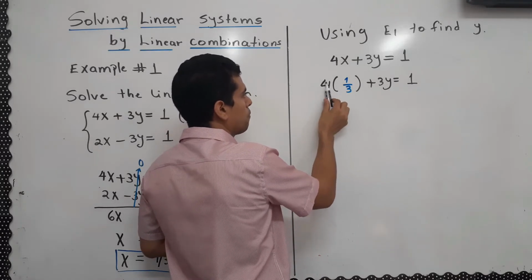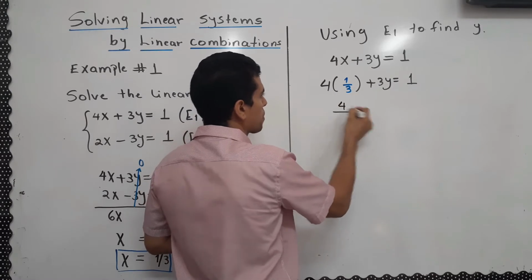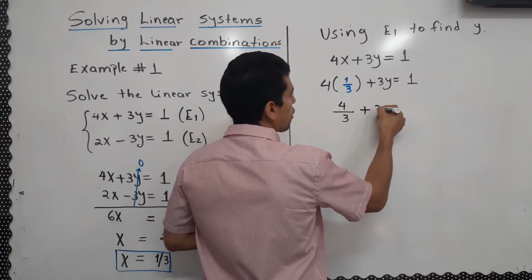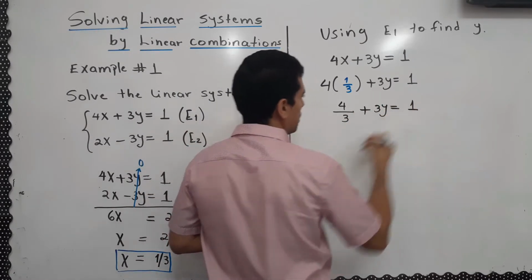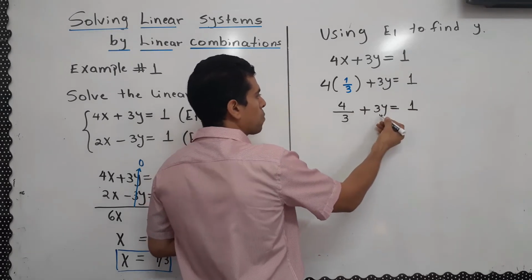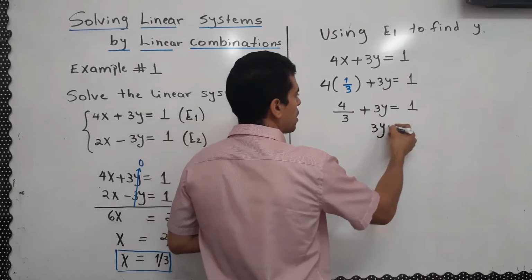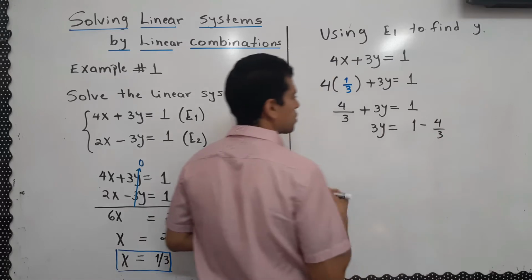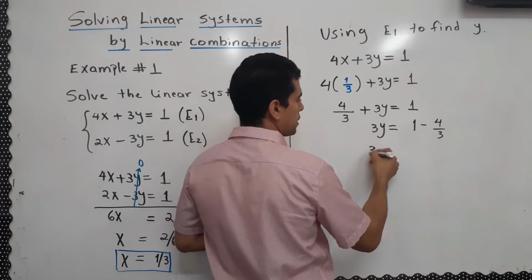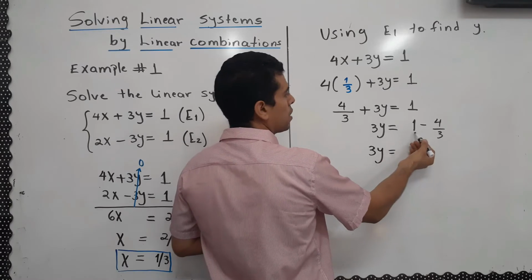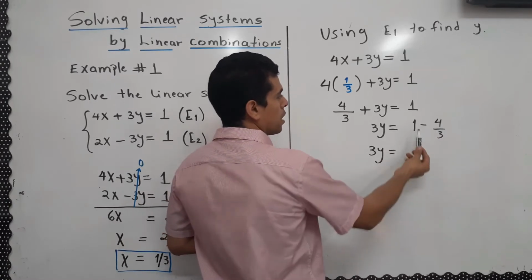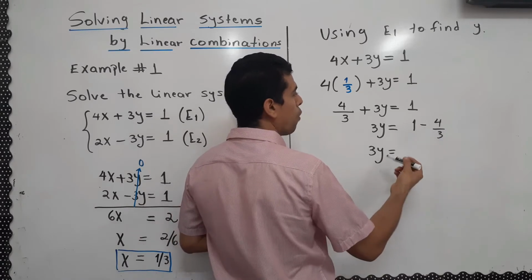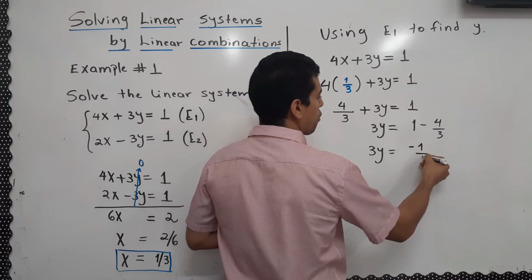Multiplication of fractions. 4 multiplied by 1 is going to be 4. And here you have 1 multiplied by 3, so 4/3 plus 3y equal to 1. Then we are going to isolate for y. So you're going to have 3y equal to 1 minus 4/3. So here you have to solve that part. So 1 minus 4/3. In 1, how many thirds do you have? You have 3/3 minus 4/3, which is going to be negative 1/3.